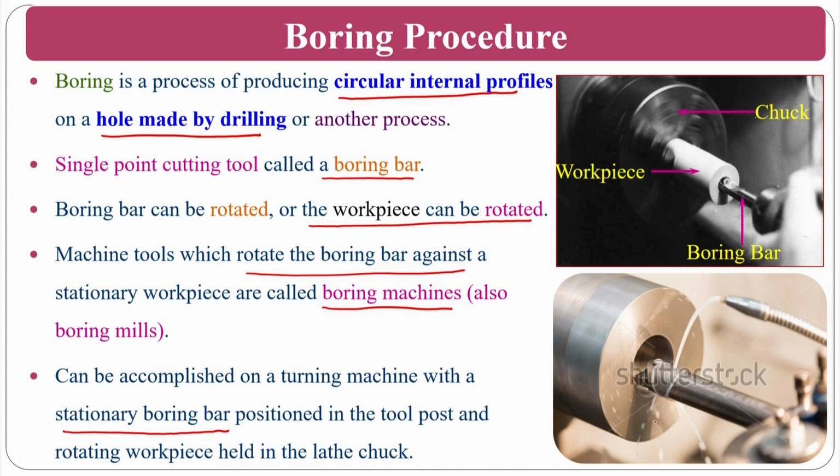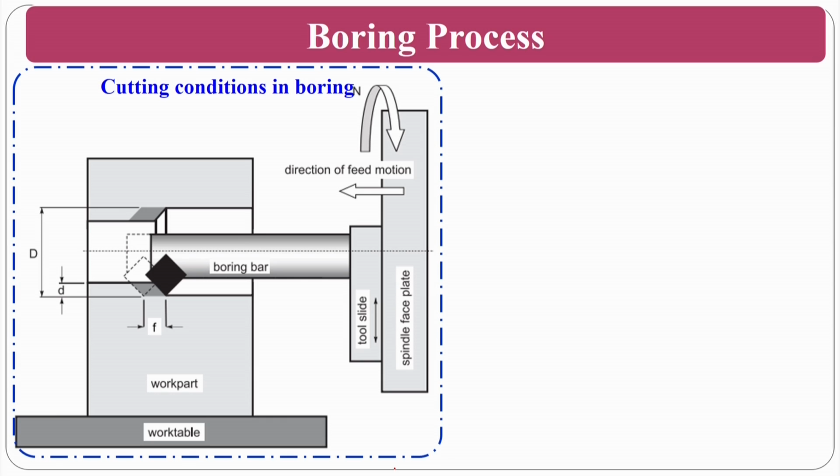That is about the boring process. There was a small hole, and now I want to enlarge the hole. Previously, it may be like this, where the tool can enter, then it is enlarged to this particular dimension. That is about the boring process. If you see the schematic diagram of the boring process, this is the boring bar and this is the work part or the workpiece, and the work table is there. In the previous case the workpiece was rotated; now the boring bar is rotated so that you can get the enlargement of the hole. That is shown here in the schematic diagram.